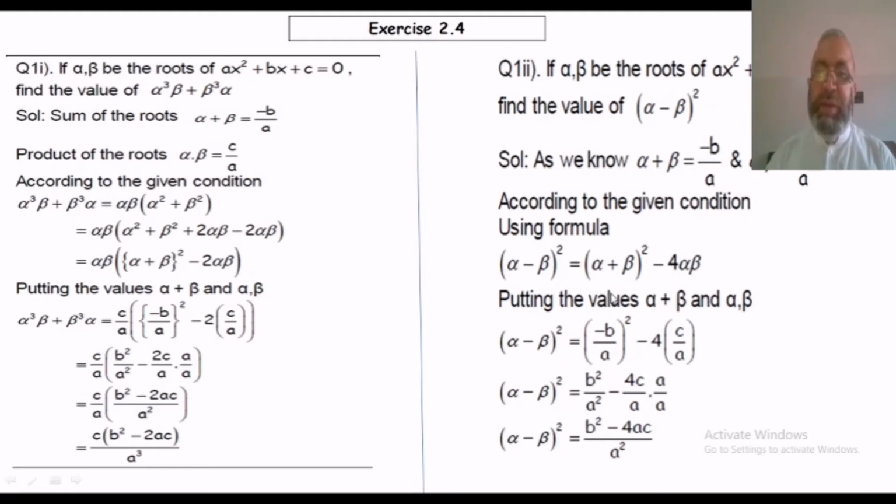that becomes on the right side the sum of the roots, minus b by a whole square, minus 4 times the product of the roots, c by a. Expanding, that becomes b square by a square minus 4c by a. Again multiply and divide by a. That becomes a square as the LCM, we get b square minus 4ac. And on the left side alpha minus beta whole square. So that is the required value of alpha minus beta whole square.